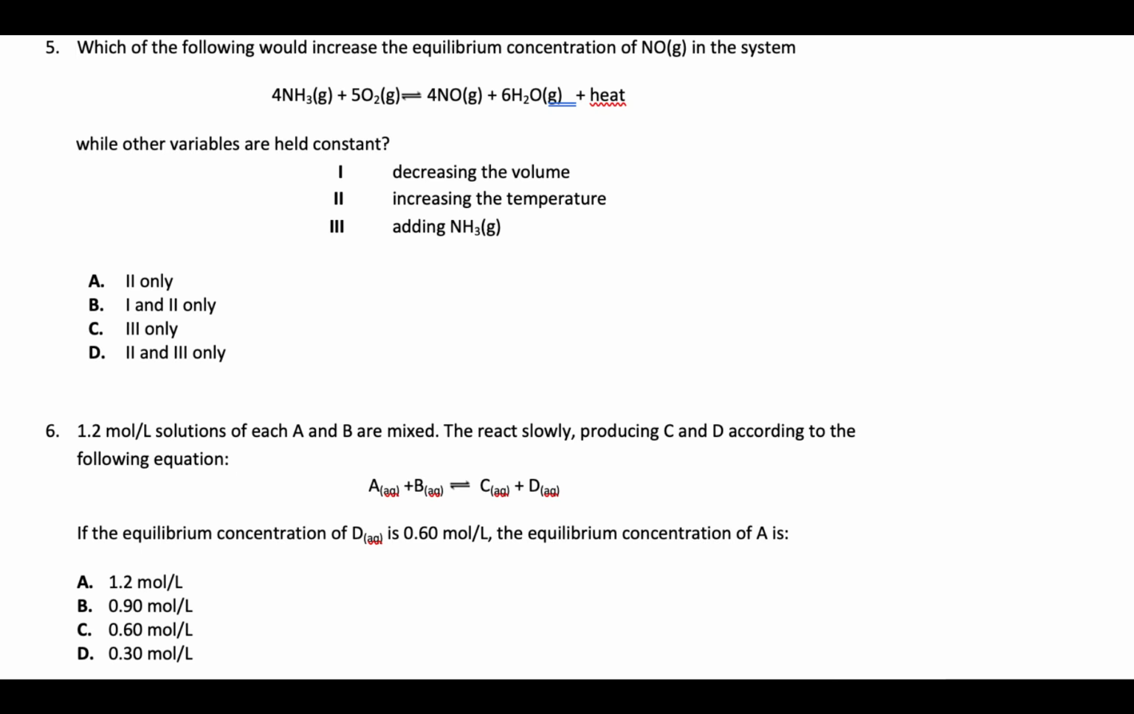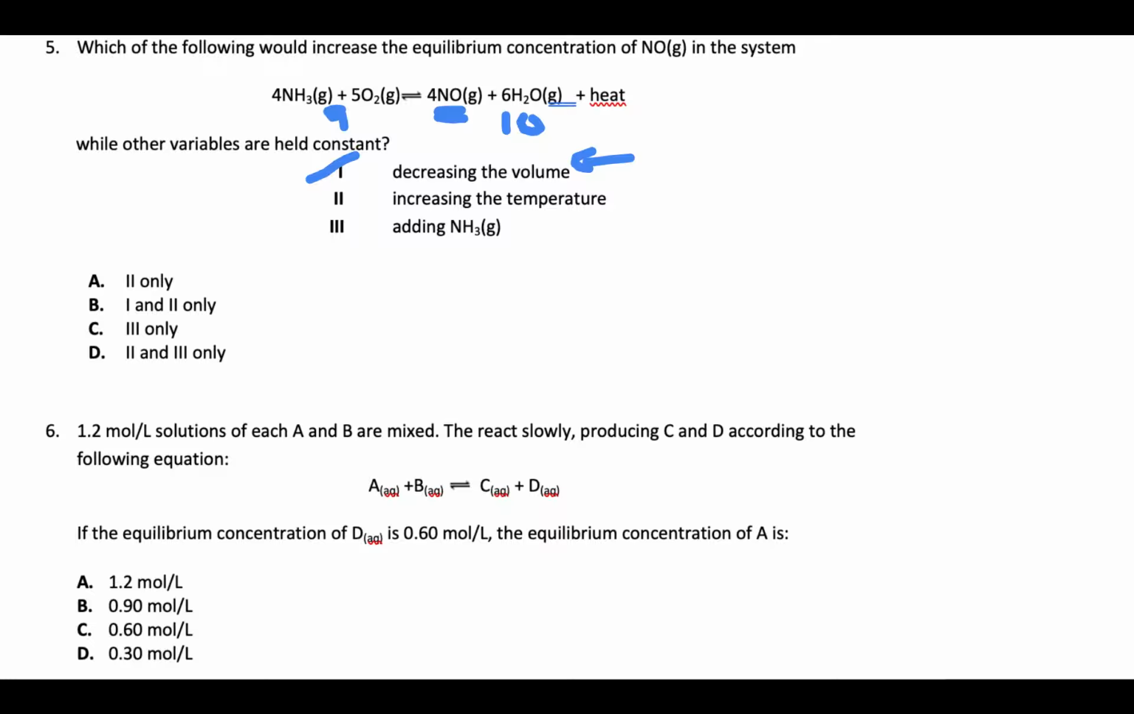Looking at number 5, which of the following would increase the equilibrium concentration of NO? So in this case, we want to shift to the right. So the first one, if we look at decreasing the volume, we need to look at the total amount of moles. There's 9 moles altogether on the left-hand side and 10 on the right-hand side. So if you decreased the volume, you'd move to the side with less moles, which means we would be shifting away and not towards the NO. So that one would not work.